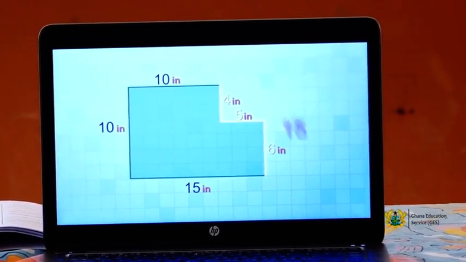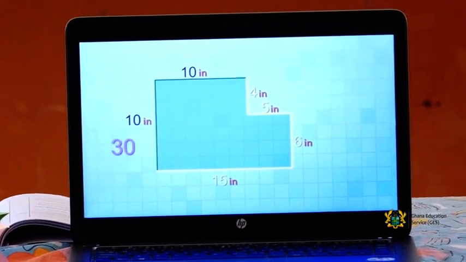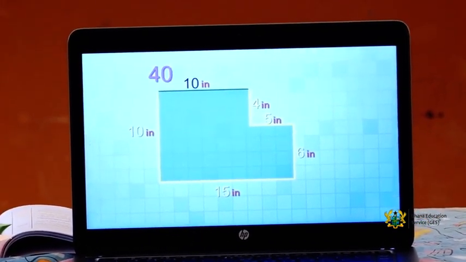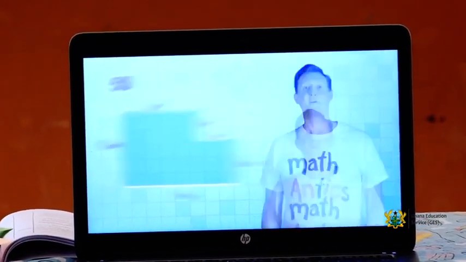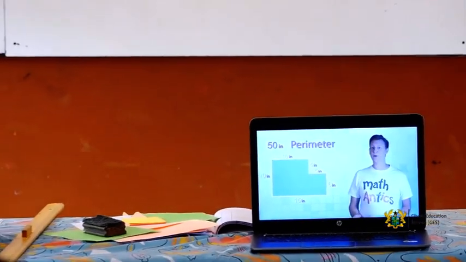4 + 5 + 6 = 15. And then 15 + 15 = 30. 30 + 10 = 40. And last of all, 40 + 10 = 50. So, the sum of all the sides is 50 inches. And that's the perimeter of this shape.